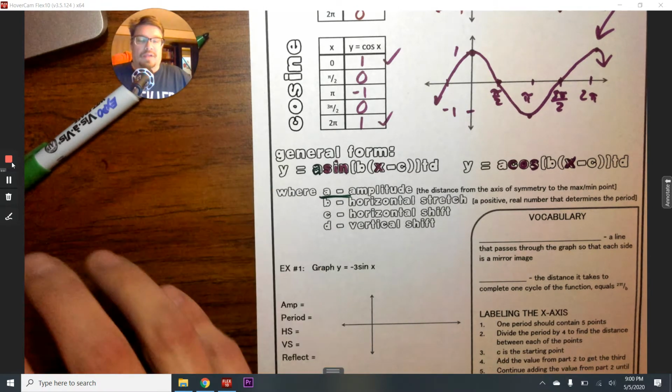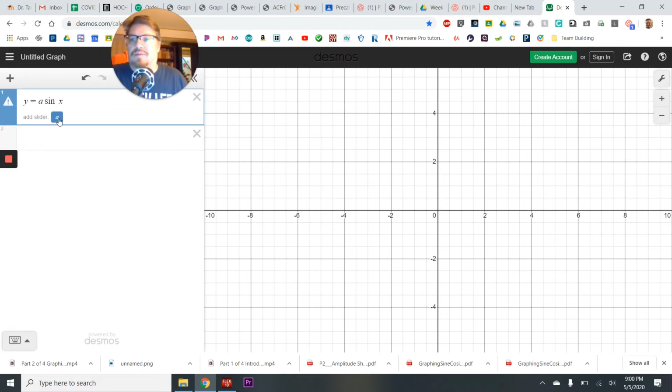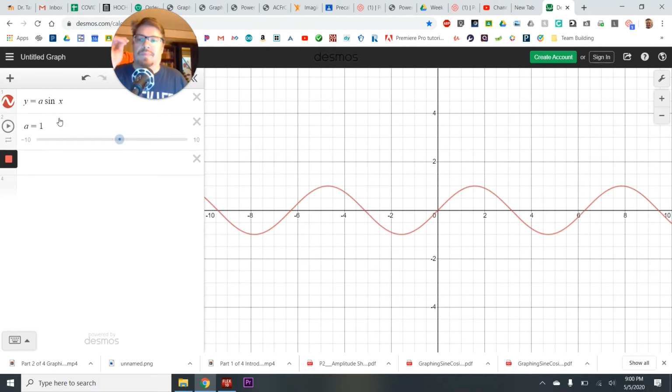Okay. So let's look at Desmos here. Let's say that I have y equals sine x. Okay, here's our sine curve. Now what I want to do is go to this first and change it. I'll put an a in front of it. I actually want a slider here. Now you can see when a is 1, it has an amplitude of 1.